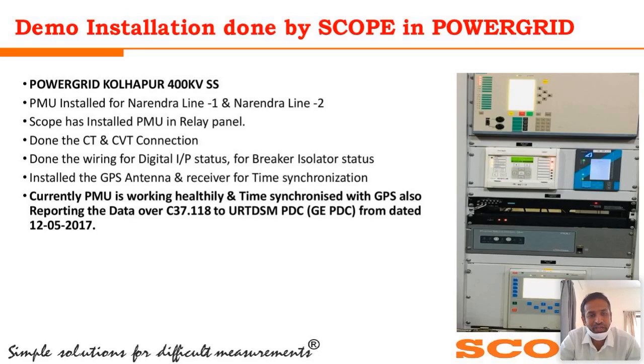Apart from this, what we have installed in PowerGrid Kolhapur 400 substation. This is the panel where you can see here, in the top, say 4th row, the PMU. We have installed the lines, Narendra line 1 and Narendra line 2, and done the CT CVT connections and wiring also. And this PMU is currently healthy and time synchronized with the GPS and reporting the data on C37.118 to the URTDSM PDC.